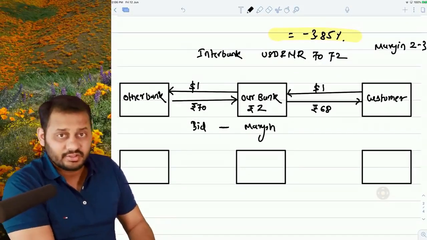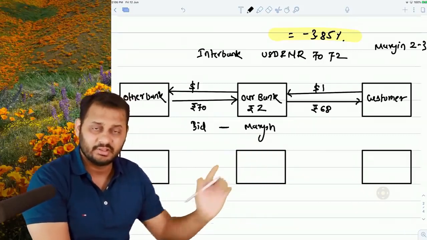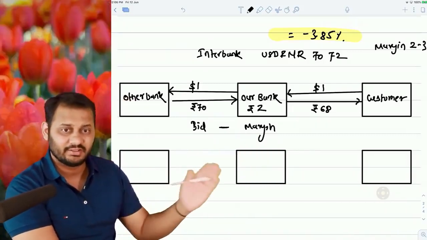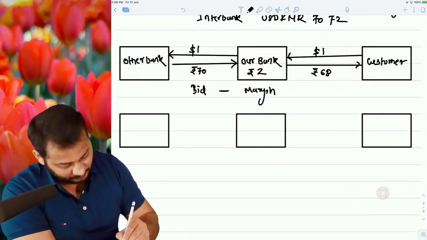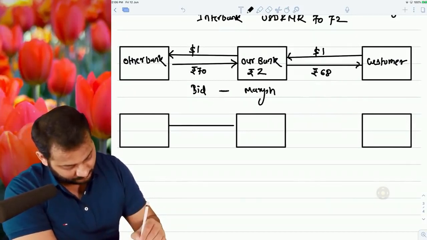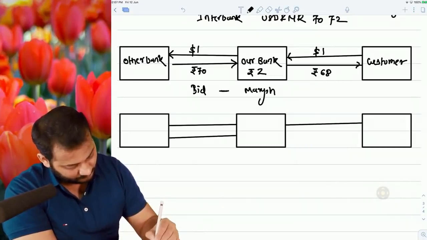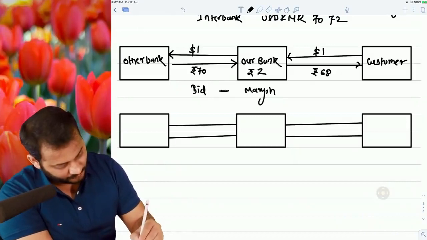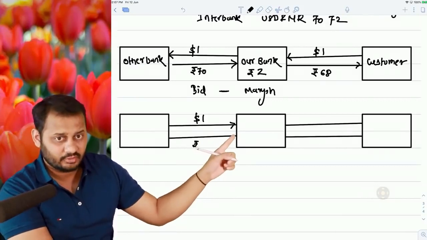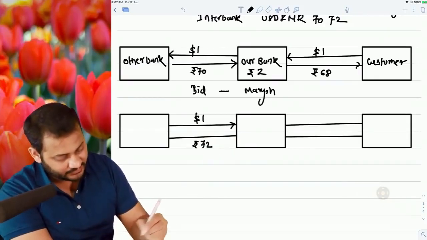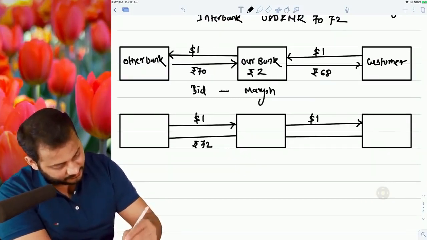So 72 is the rate at which this bank will sell dollar to the other bank, and that means 72 is applicable for him while selling to this bank, and the same 72 is applicable for him while selling to the customer. So from our angle dollar is coming in and rupees is going out, that is we are paying 72 rupees. Here the dollar is going out and the rupees is an inflow.